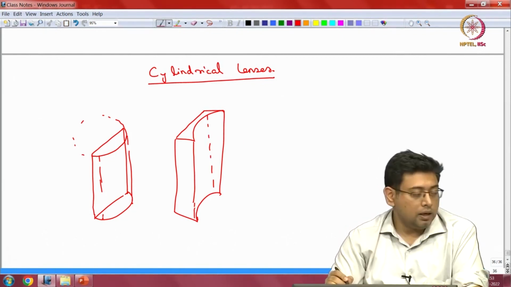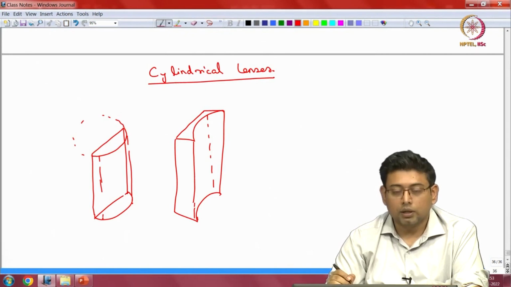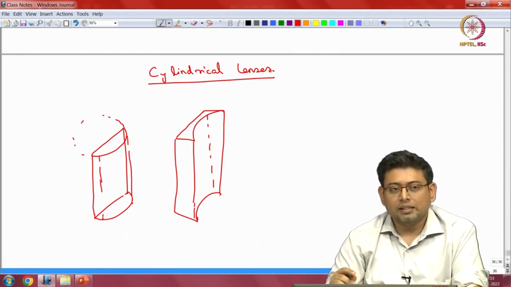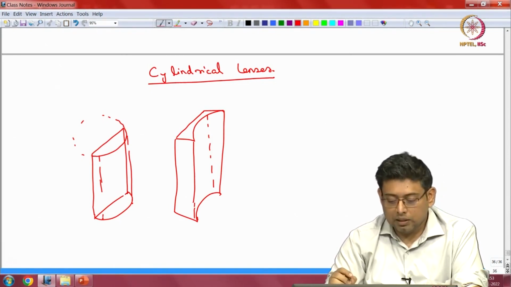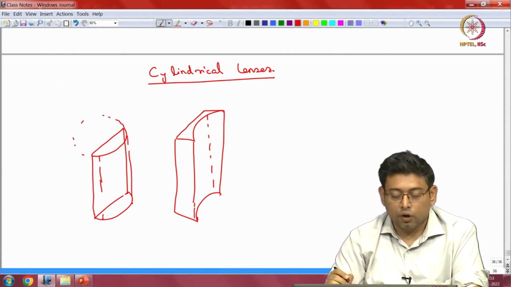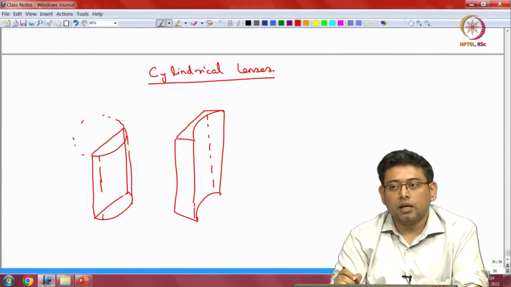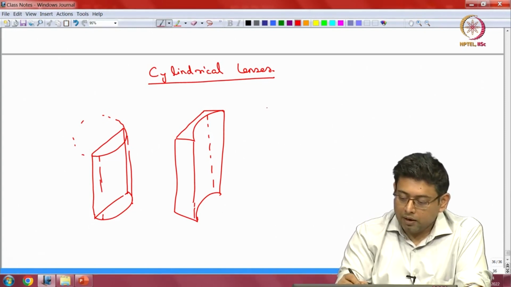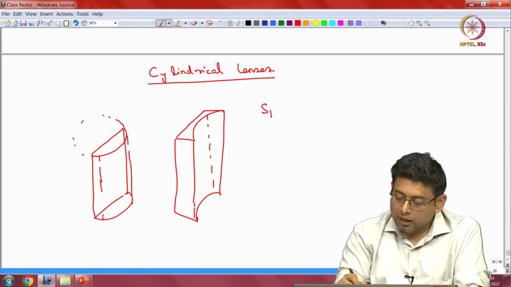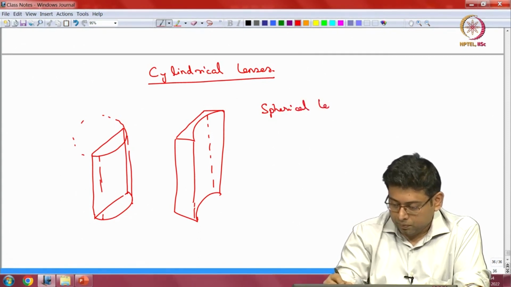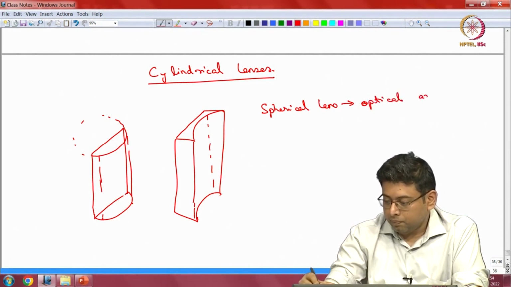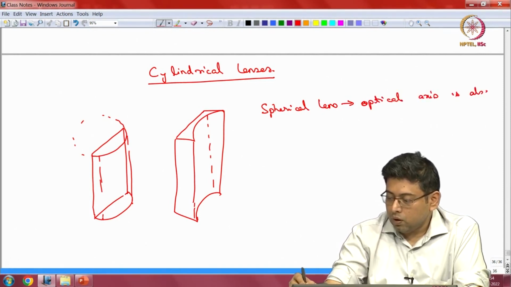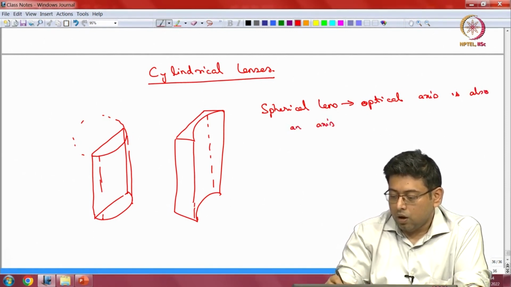So, spherical lenses and mirrors are very common in today's imaging systems. Cylindrical lenses are a little bit less common, but still they are encountered in different scenarios. What makes a spherical lens and a cylindrical lens different is the role of the optical axis. Now, in a spherical lens, the optical axis also serves as the axis of rotational symmetry. Okay? So, maybe I will just write this down for you. So, spherical lens, your optical axis is also an axis of rotational symmetry.